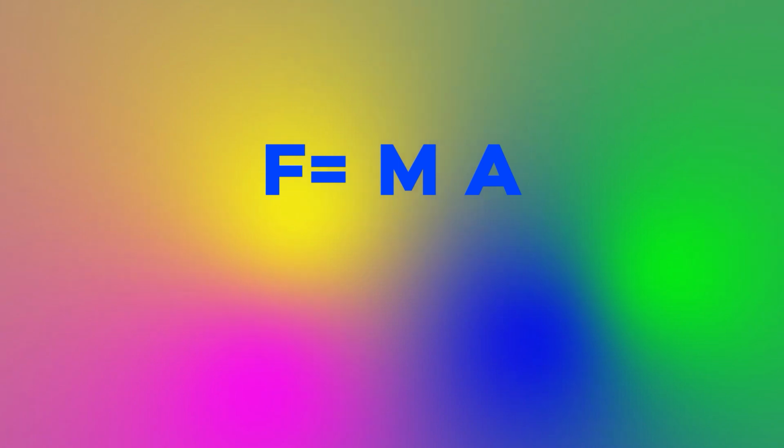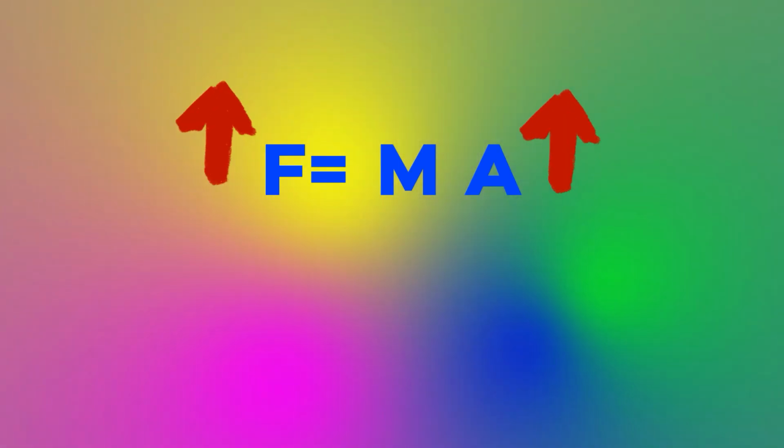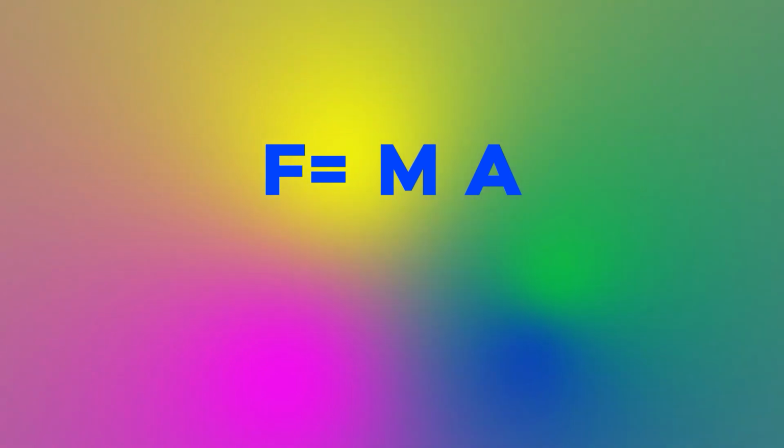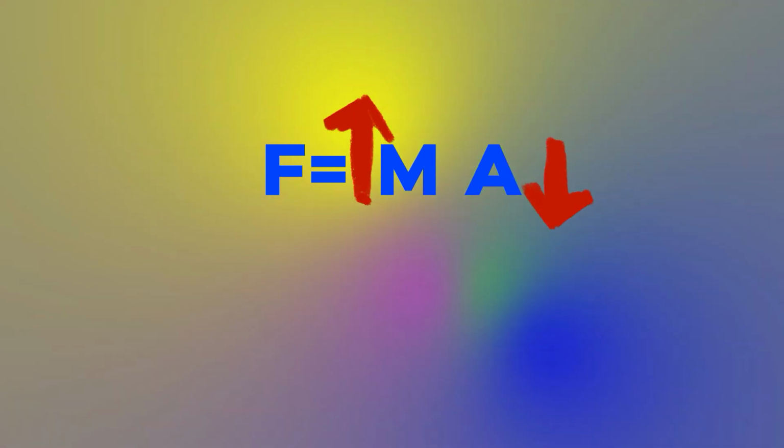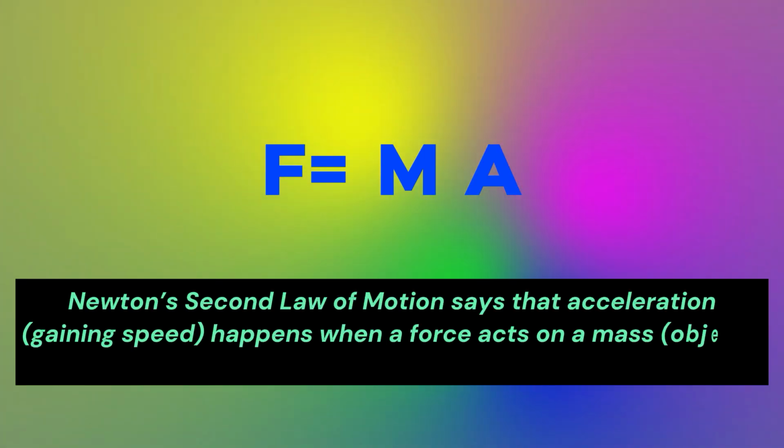This means that as the force acting upon an object is increased, the acceleration of the object is increased. Likewise, as the mass of an object is increased, the acceleration of the object is decreased. Newton's second law of motion says that acceleration, gaining speed, happens when a force acts on a mass object.